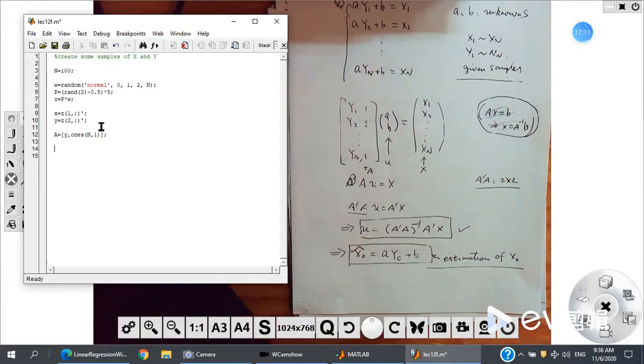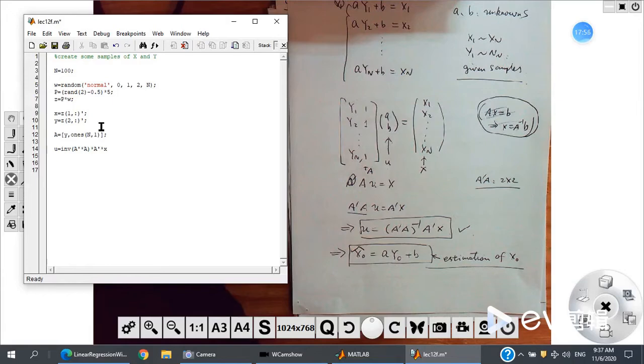Okay, this is A. Then I use U equal to A prime times A, and the inverse, I need a matrix, right? Inverse of A prime A times this one, right? It's this one, times A prime and times X. Okay, then I get U. I can show what U is. Alright, then the estimate of x0. Okay, it is just that one.